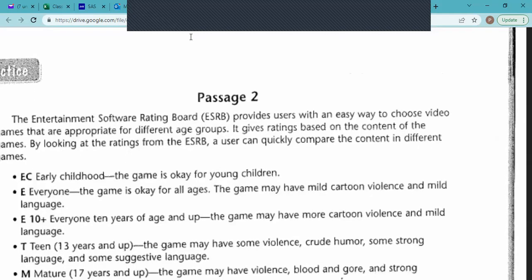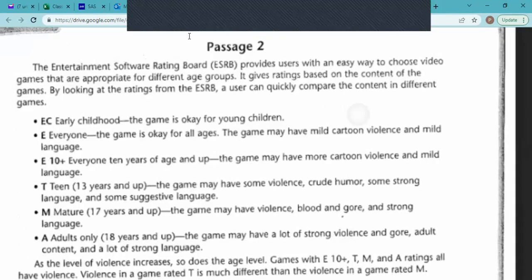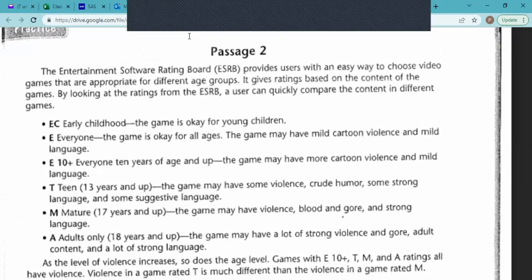Okay, let's go on to paragraph number 2, a little bit longer. So the Entertainment Software Rating Board, the ESRB, which was already mentioned previously, provides users with an easy way to choose video games that are appropriate for different age groups. It gives ratings based on the content of the games. By looking at the ratings from the ESRB, a user can quickly compare the content in different games.